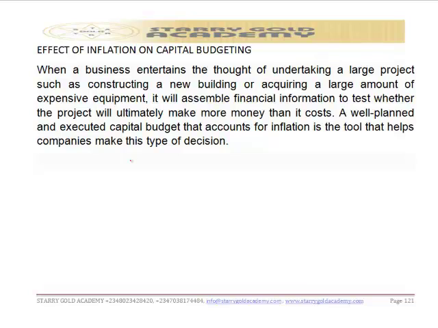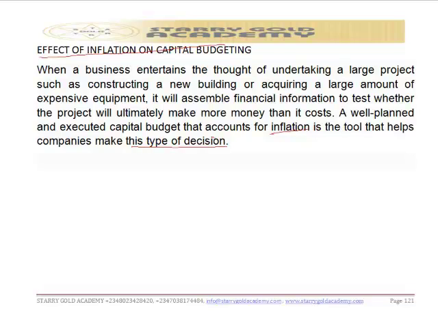Distinguished students, we are still on capital budgeting, but this time around, we want to look at the effect of inflation on capital budgeting decisions. When a business entertains a thought of undertaking a larger project, such as constructing a new building and acquiring a large amount of expensive equipment, it will assemble financial information to test whether the project will ultimately make more money than it cost. So a well-planned and executed capital budget that accounts for inflation is a tool that helps a company make a good decision under this type of situation.